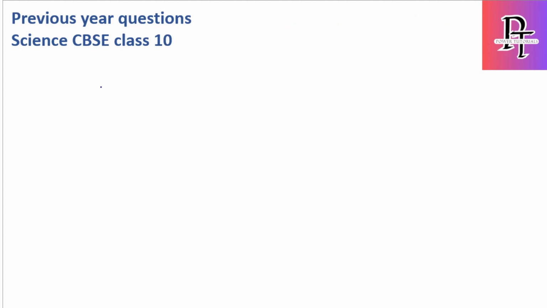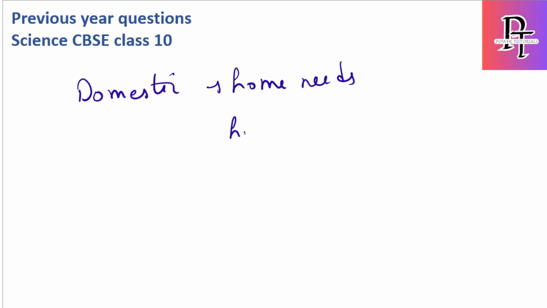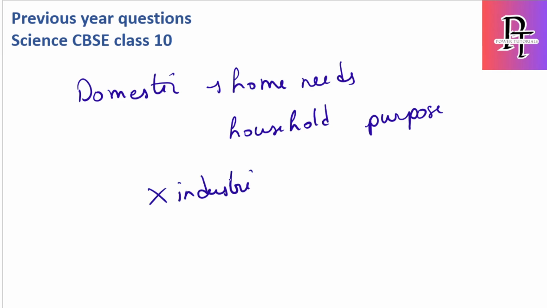Domestic circuit in the sense of daily life, like a home. Inside the home, how is the circuit present? That is nothing but the domestic circuit. It is for home needs, household purposes. Okay, not talking about industries. Industries or software companies, whatever it is, there the circuit is different, but we are only going to talk about the domestic, not the commercial purpose. Okay, so let's see how the circuit works.